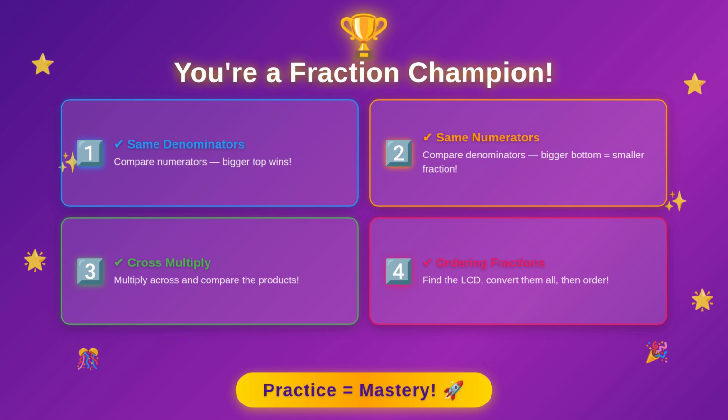Let's do a super fast recap. When denominators are the same, compare the numerators. Bigger top wins. When numerators are the same, compare the denominators. And remember, bigger bottom means smaller fraction. For any 2 fractions, cross-multiply and compare the products. And when ordering 3 or more fractions, find the LCD and convert them all. You now have 4 powerful strategies in your math toolkit.